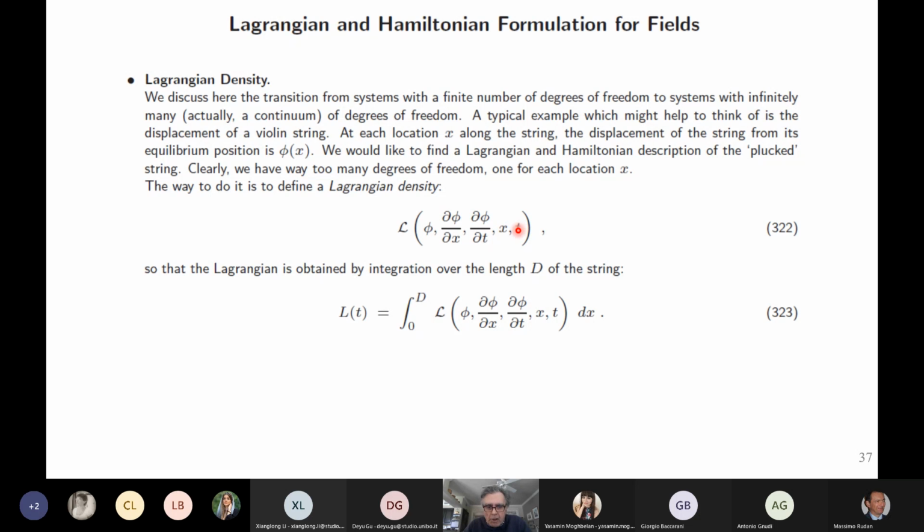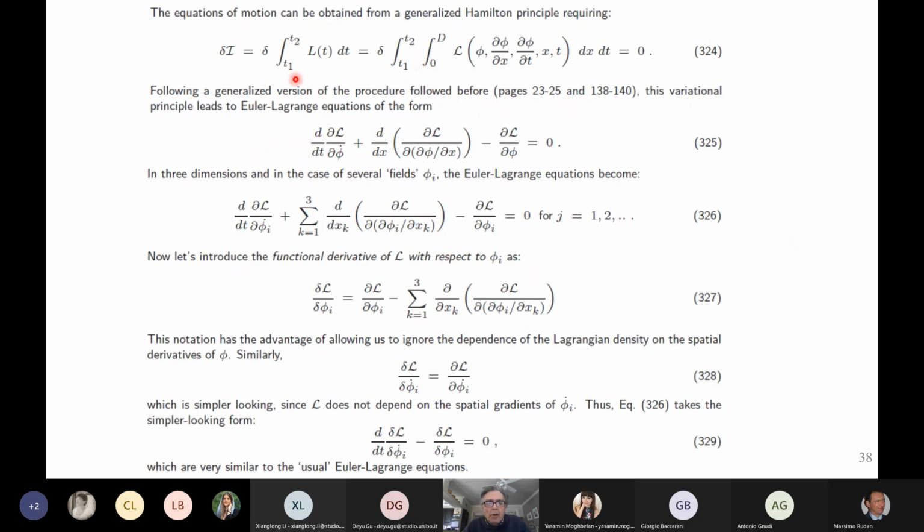So the idea is to use the same Lagrangian idea of defining a total Lagrangian, as a function of time, which is the integral over space of this Lagrangian density. This integral from 0 to d replaces the sum over the index i that I had before. I didn't have a Lagrangian density because I didn't have a continuum of indices i, and now I do.